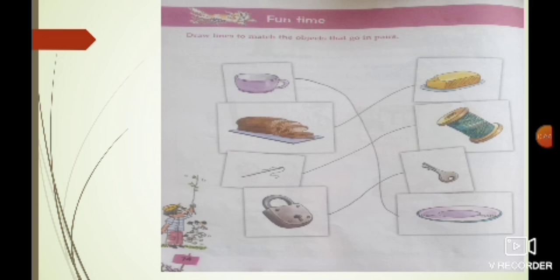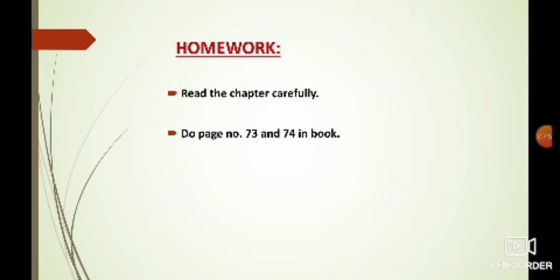So children, this was your chapter. Now some homework I have given. Read the chapter carefully, and the second one is do page number 73 and 74 in the book. Okay children, so read the chapter very carefully. It's a very easy chapter, and do the exercises in the book.